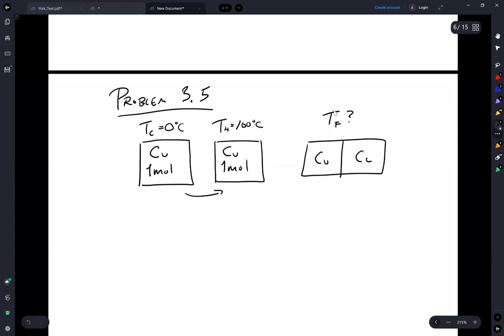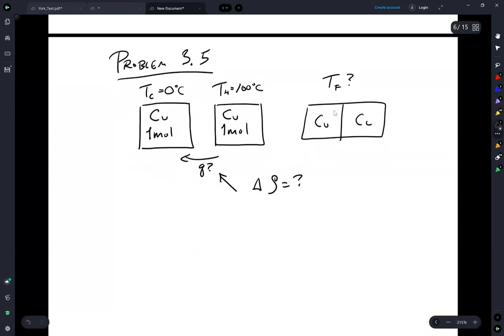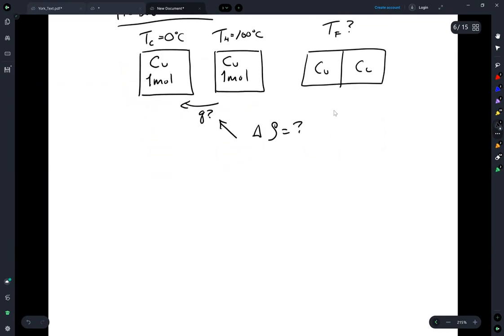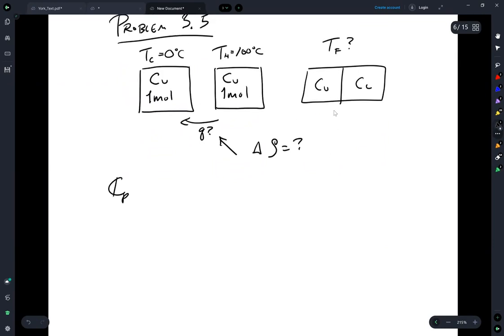And I should draw the arrow the other way. How about that? What is the heat flow? And as a result of the heat flow, what is the change in the entropy? So for this problem, you're given the heat capacity of copper as, that's joule per mole Kelvin.